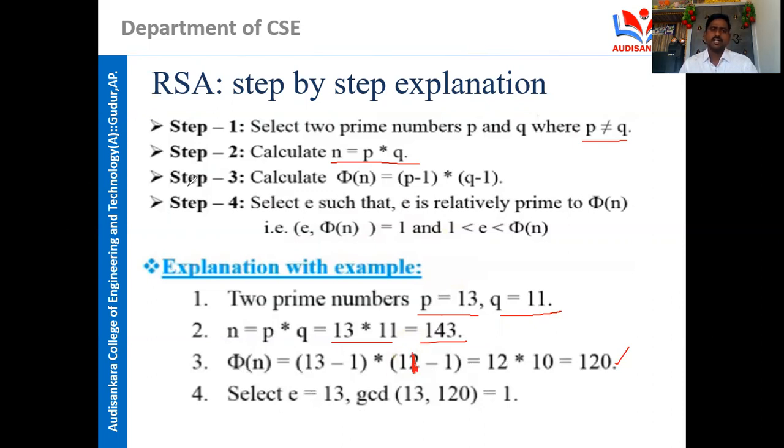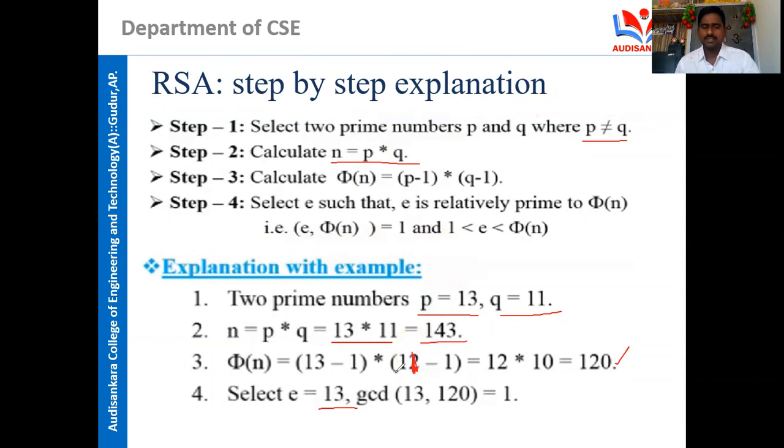Right. And then the fourth step. Select E such that E is relatively prime to phi of n. It means gcd of E comma phi of n is equal to 1, where 1 is less than E less than phi of n. So we are selecting one prime value here. That value is 13. So for E we are selecting 13.